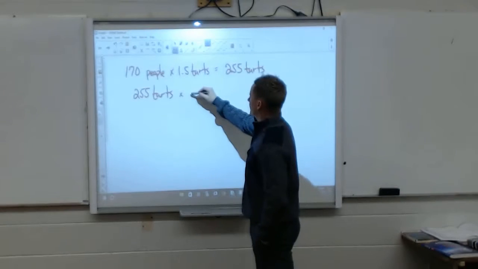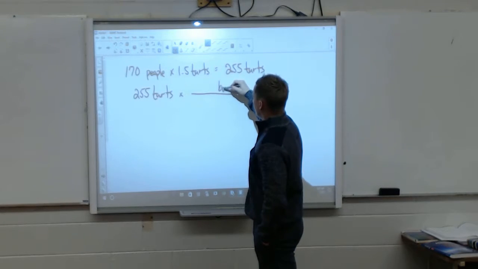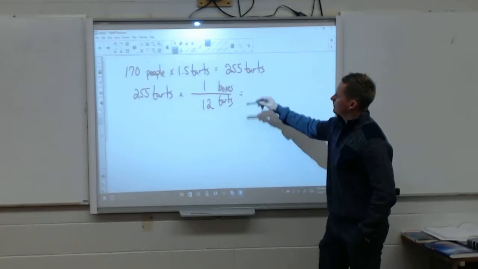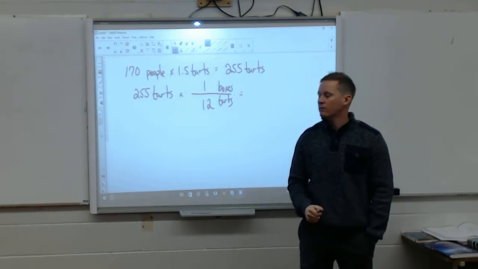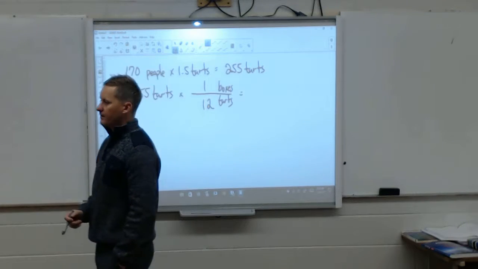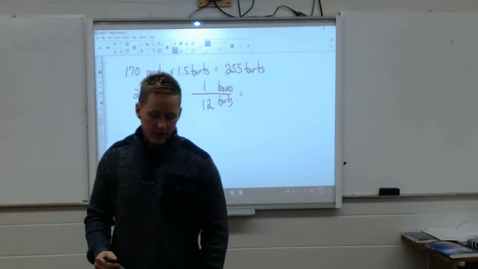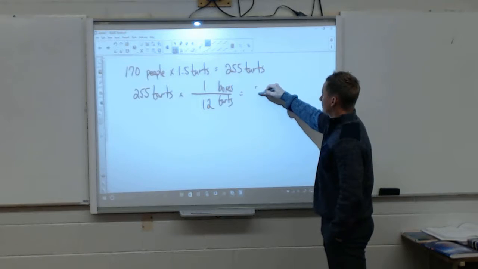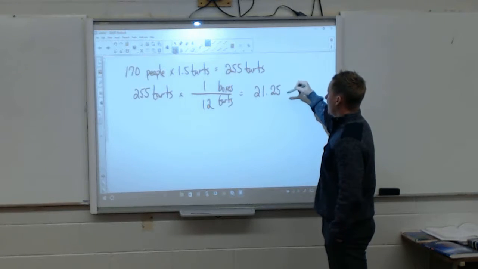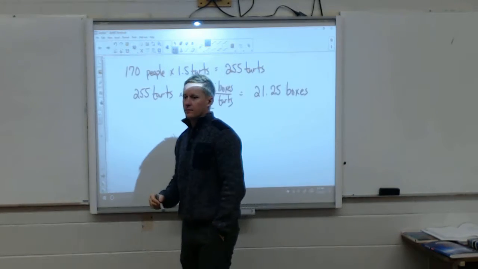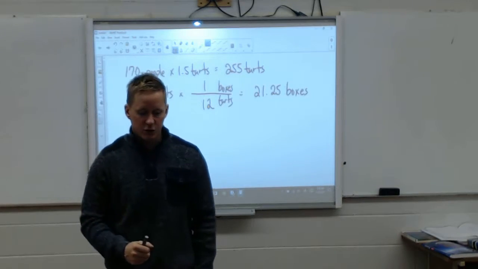Now, what's my conversion if I want to find out the number of boxes? So I've got boxes to tarts. One box has 12 tarts in it. So I do the ratio the same as I do any other ratio. Okay? So do I divide by 12 or multiply by 12? Divide because it's on the bottom, correct? So 255 divided by 12 gives me 21.25 boxes. So how many boxes am I actually going to need there? 22. 22, right? Because otherwise I'll be short.